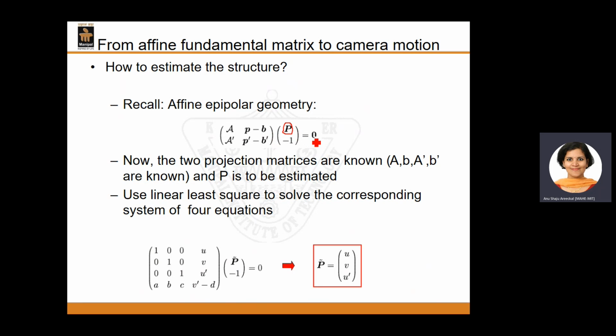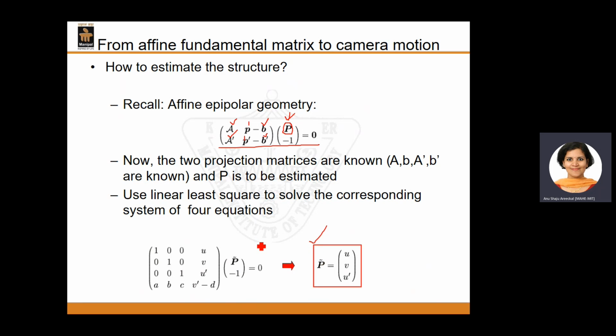Now, if you look at this equation, once you have found out the camera matrices, that means the values of A and B are known to us from the first camera. The values of A dash and B dash are known to us from the second camera, and P and P dash are definitely the image correspondence pairs, and therefore those values are also known to us. Okay, so since all these values are known to us, we can put in all these values in these equations, and therefore we can find out what is the location of capital P, right?